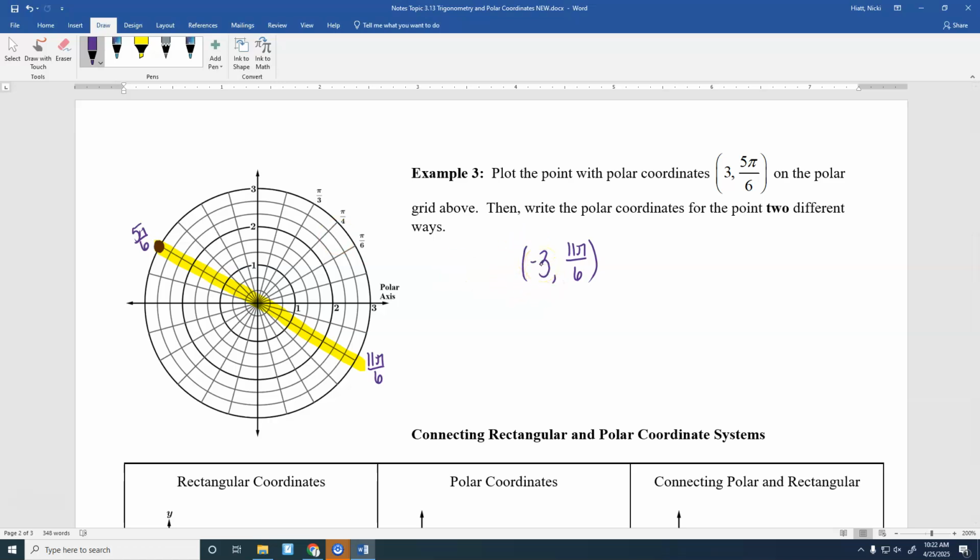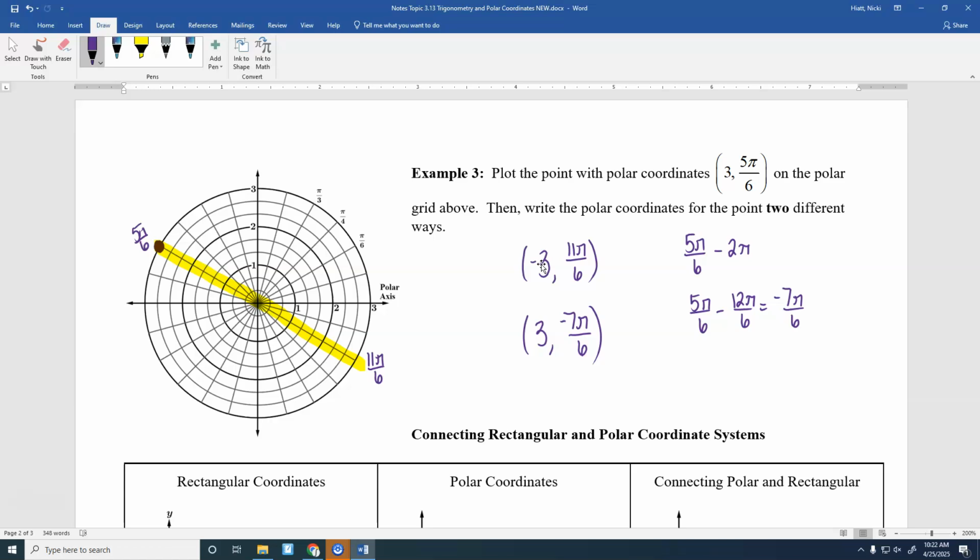We also could just change our angle, like 5 pi over 6. We could add 2 pi or subtract 2 pi. I'm going to subtract it. So if I subtract 2 pi, I would have 5 pi over 6 minus 12 pi over 6. You got to get those common denominators. That's going to be negative 7 pi over 6. So 5 pi over 6 and negative 7 pi over 6 are coterminal angles. They would have that same position. So I could do positive 3, negative 7 pi over 6.